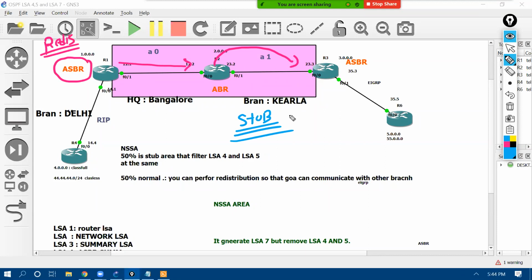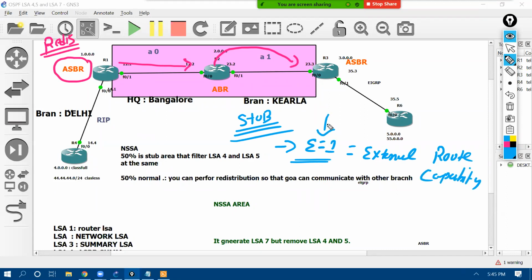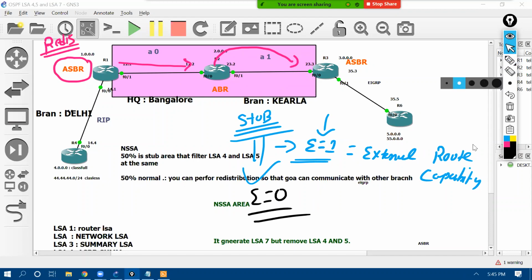Till this point we have discussed. By default, the E flag is equal to 1, and the E flag is going to represent external route capability. It means that if the E flag is equal to 1, the router has the ability to maintain the external route, or we can say the LSA5 information. But once I make the stub, the E flag will become 0. It means that my router does not have the ability to install the LSA5 information, by making the area stub. And you cannot make a router a stub, you are making the area a stub.